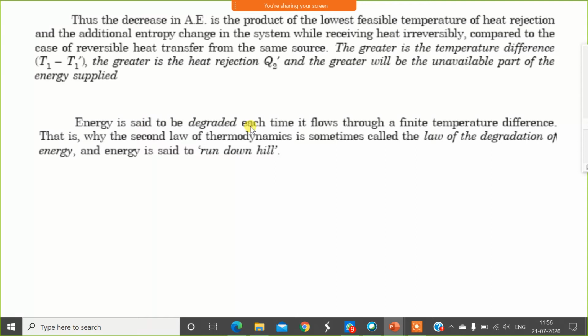Energy is said to be degraded each time it flows through a finite temperature difference. That is why the second law of thermodynamics is sometimes called the law of degradation of energy, and energy is said to run downhill. Degradation of energy is called running downhill.